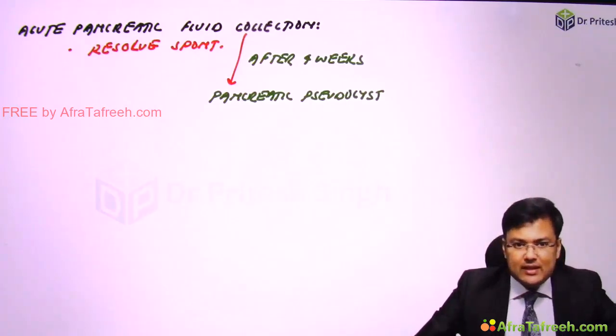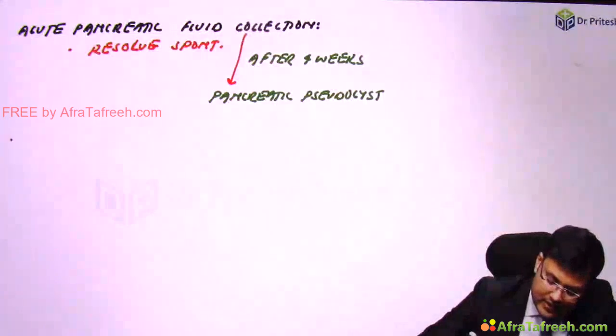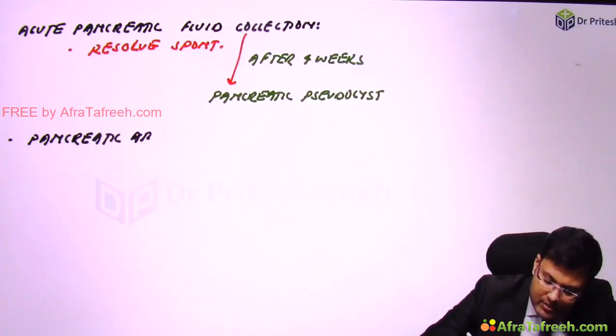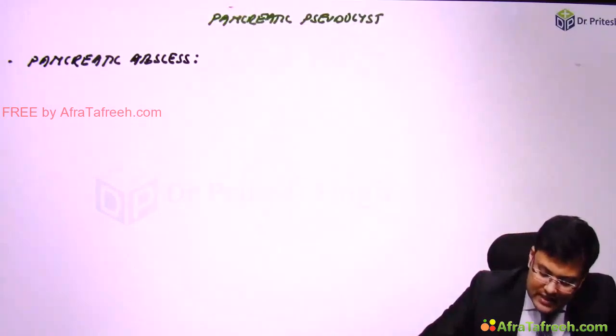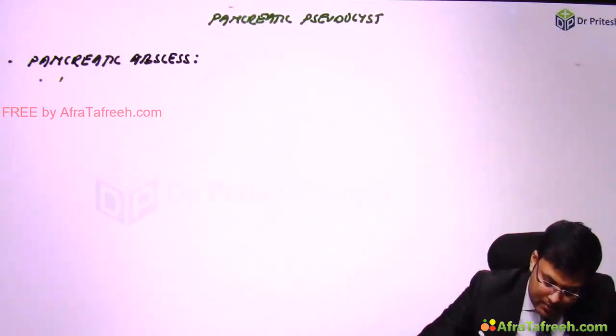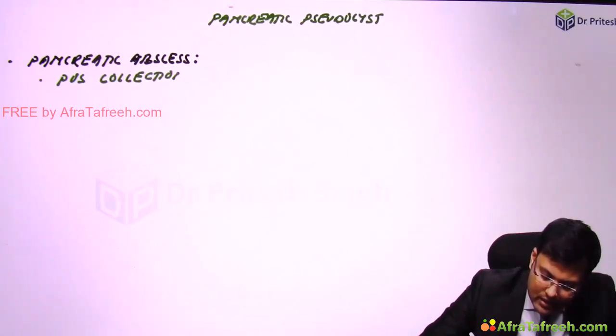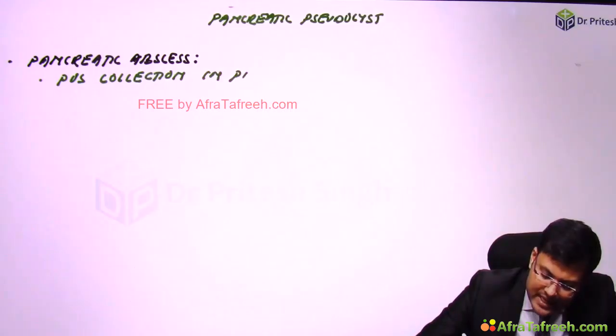I will discuss it in detail. Second is pancreatic abscess. What's the problem in pancreatic abscess? There is pus collection in the peripancreatic region.